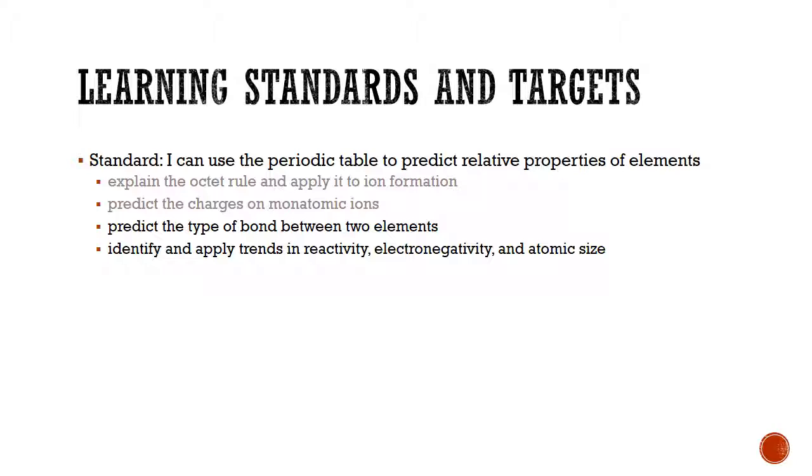So in this video, we have explained the octet rule and applied it to ion formation, and we've also predicted the charges on monatomic ions. And you can see our next video will predict the type of bond between 2 elements. And the following video will look at those periodic trends of reactivity, electronegativity, and atomic size.